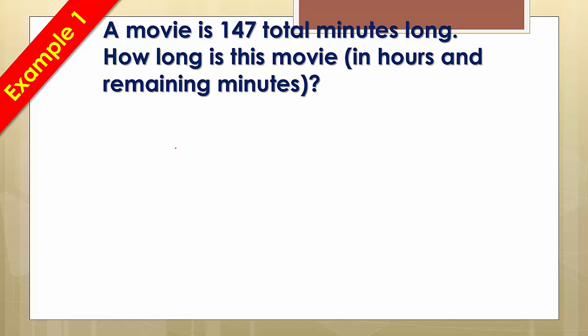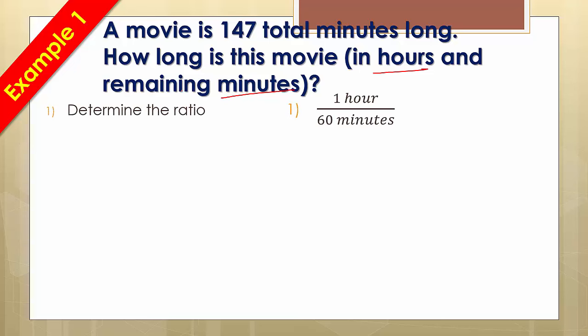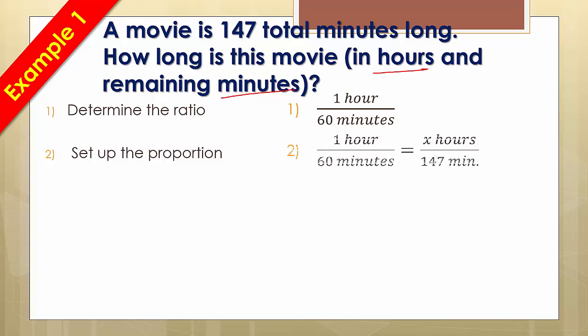So we have a movie that is 147 total minutes long, and we want to know how long the movie is, in hours and minutes. And notice it says remaining minutes, so that should tip you off right there. So we start off by determining our ratio, 1 hour, 60 minutes. And then we set up the proportion. So we have our 1 hour and 60 minutes. See how we use the same thing here. And then what did they give us?